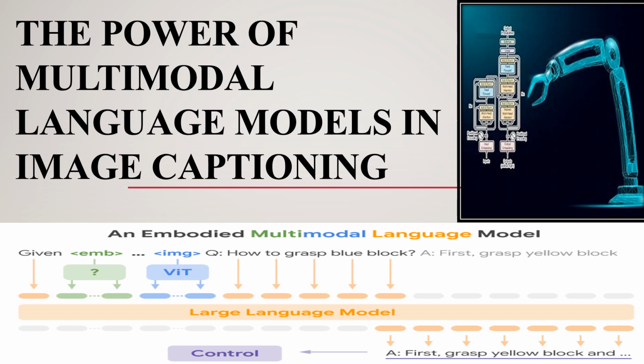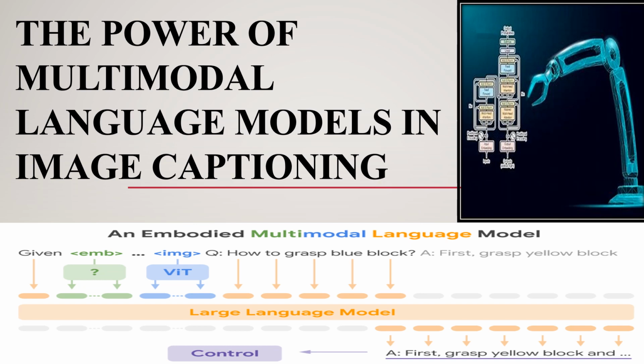In recent years, the intersection of computer vision and natural language processing has witnessed a remarkable advancement, giving rise to innovative applications such as image captioning. Image captioning models have evolved from traditional approaches to sophisticated multimodal language models, blending the prowess of both vision and language understanding. Today we will delve into the realm of multimodal language models and explore their architecture, highlighting how they have revolutionized image captioning.